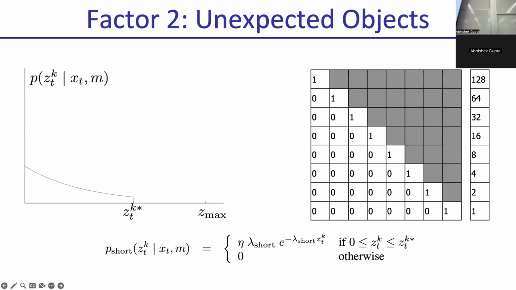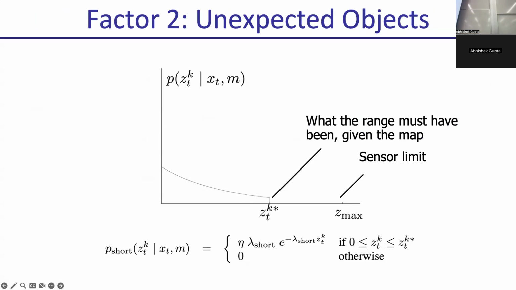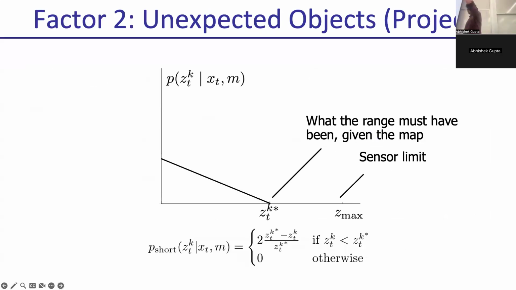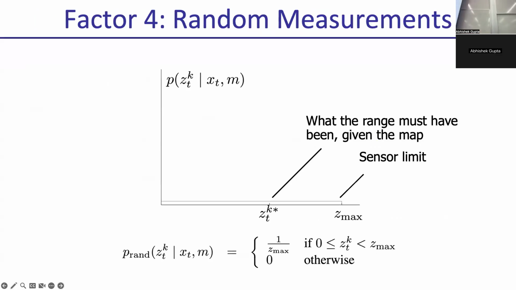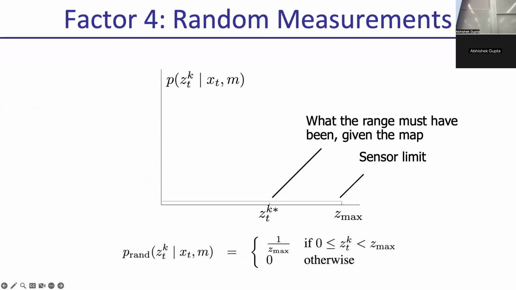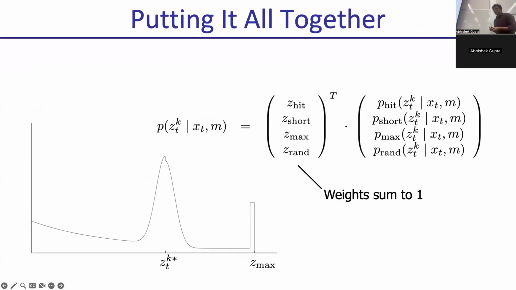So just to recap, we have the local measurement noise, which is a Gaussian around the true distance. We have the likelihood of an unexpected obstacle, which in our case is going to be a decreasing linear function from 0 to the true distance. We're then going to have some likelihood of sensor failure, where you just get the max distance. You're going to have some likelihood of random measurements, right? And so you're going to put them together, and your function is going to look like this weird combination of all 4 of them, right?